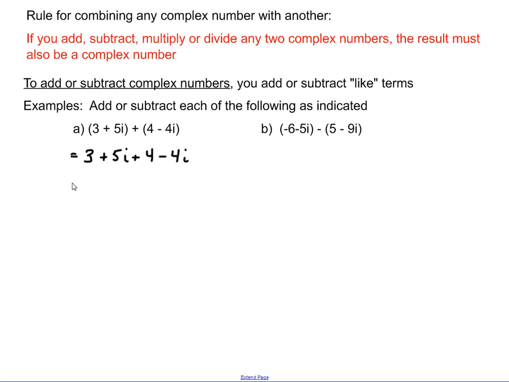Now, it's not always necessary to write these in this order, but I'm going to go ahead and write it anyways. I'm going to have 3 plus 4 become my real part, because these are both real numbers. And I'm going to have 5i minus 4i as my completely imaginary part of the operation.